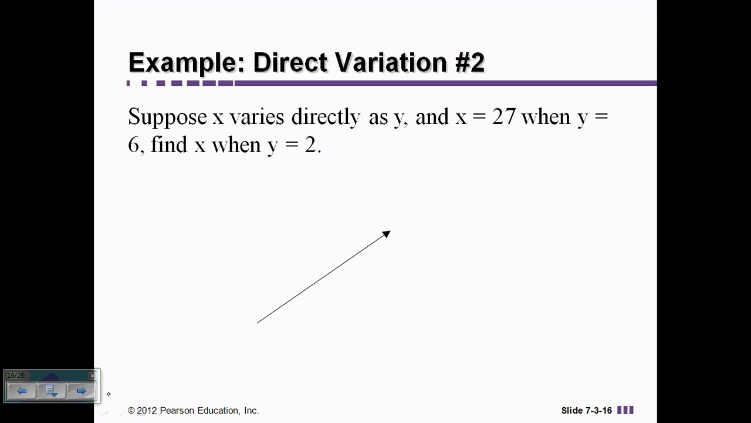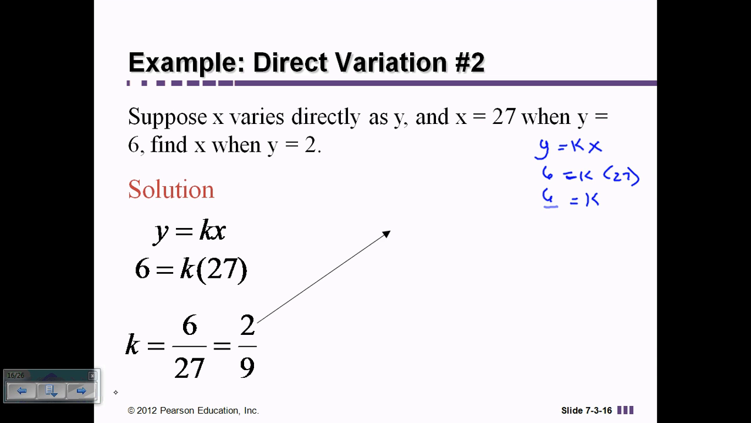So here's another one. Suppose that x varies directly as y. X is equal to 27 when y is equal to 6. So again, as soon as we see that direct variation statement, we're going to write down y equals k times x. Substitute in what we know, and we're going to solve the problem. So k is going to equal 6 over 27, which can reduce to 2/9.